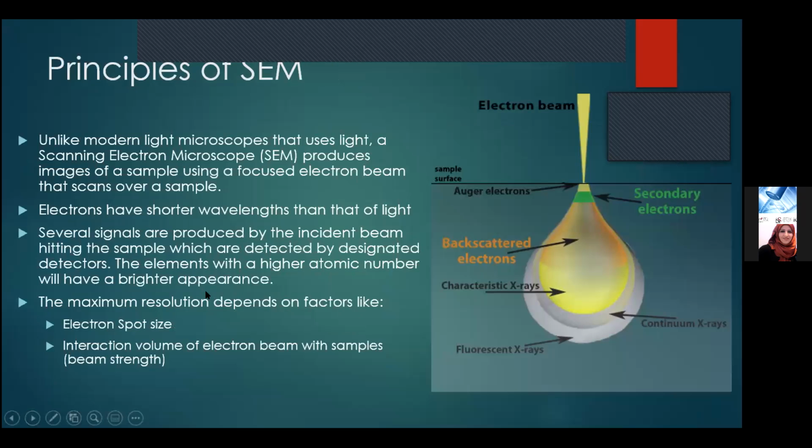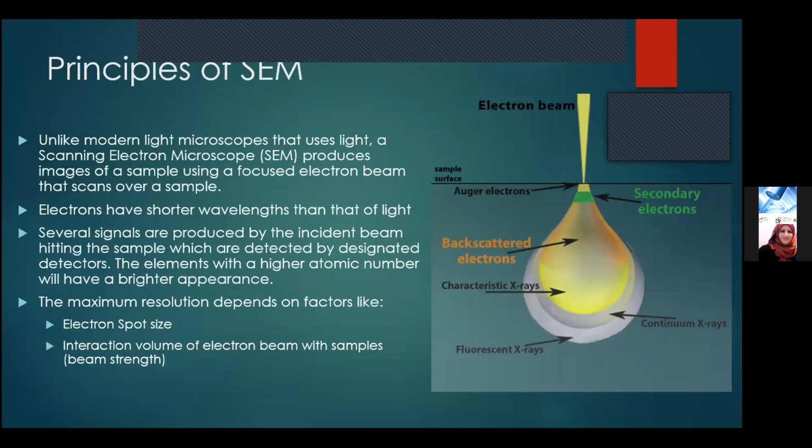So, the principles of SEM. Unlike light microscopes that use light, a scanning electron microscope produces images of a sample using a focused electron beam that scans over a sample. Electrons have a much shorter wavelength than that of light, and that helps with the high resolution that we get from tiny features of our sample. Several signals are produced by the incident beam hitting the sample, which are detected by designated detectors.